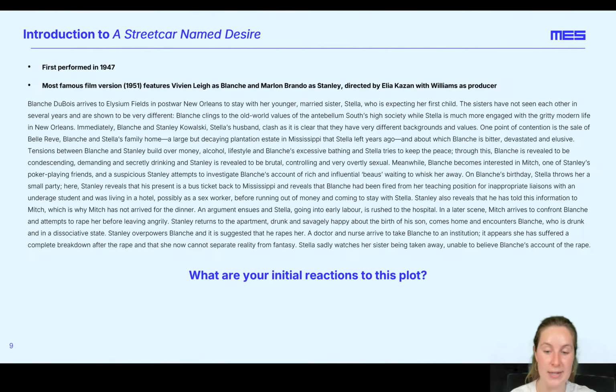Immediately, Blanche and Stanley Kowalski, Stella's husband, clash, as it is clear that they have very different backgrounds and values. One point of contention is the sale of Belle Reve, Blanche and Stella's family home, a large but decaying plantation estate in Mississippi that Stella left years ago, and about which Blanche is bitter, devastated, and elusive.